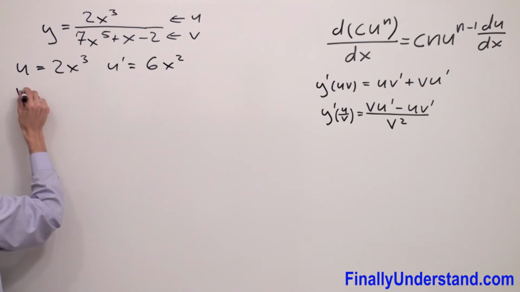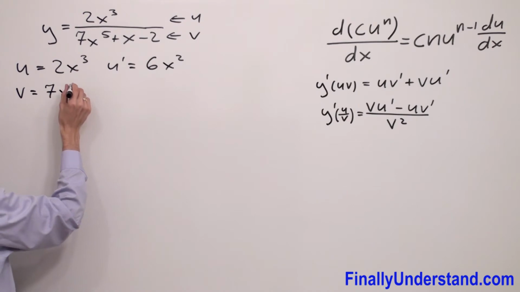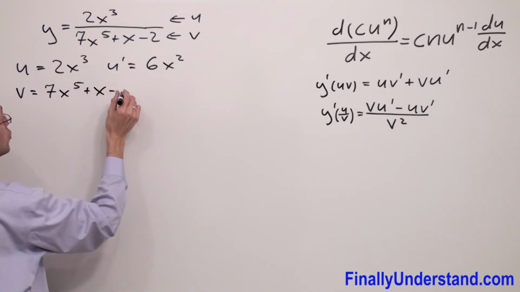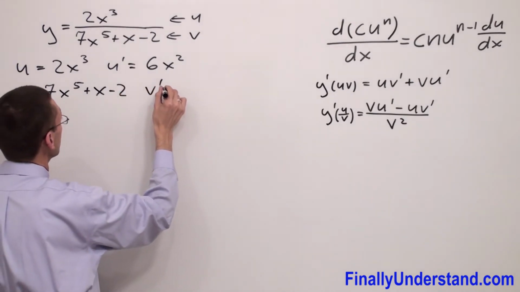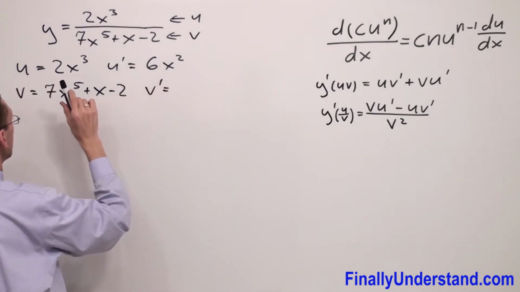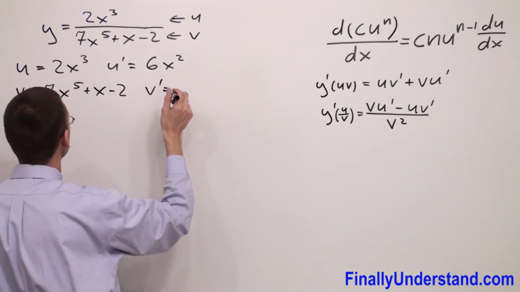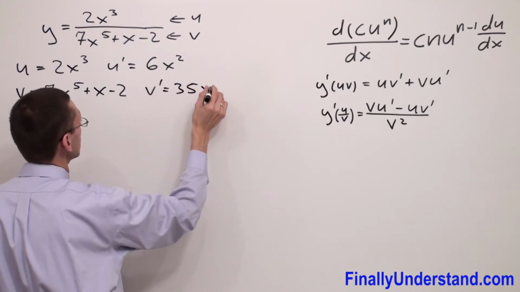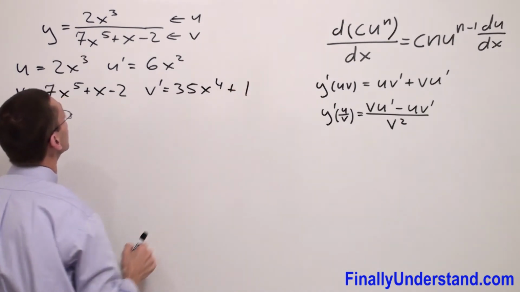Next, v is equal to 7x to the fifth plus x minus 2. v prime is equal to 7 times 5, which is 35x to the fourth plus 1.